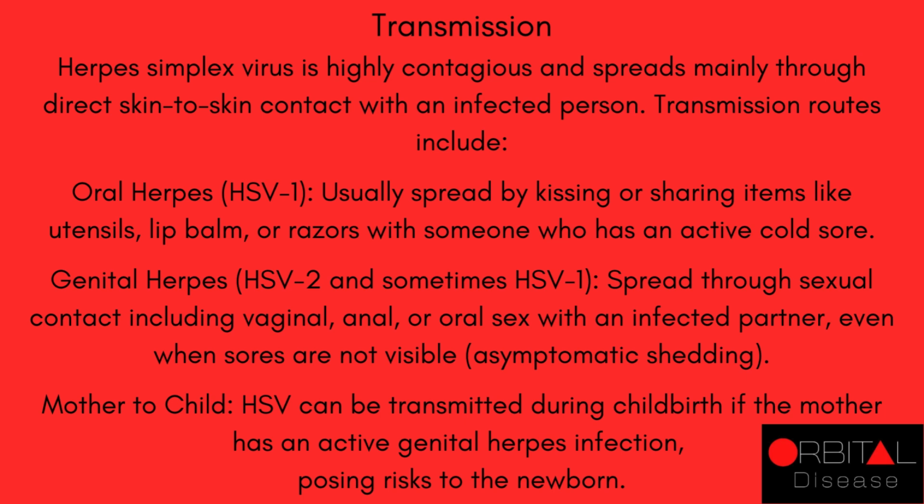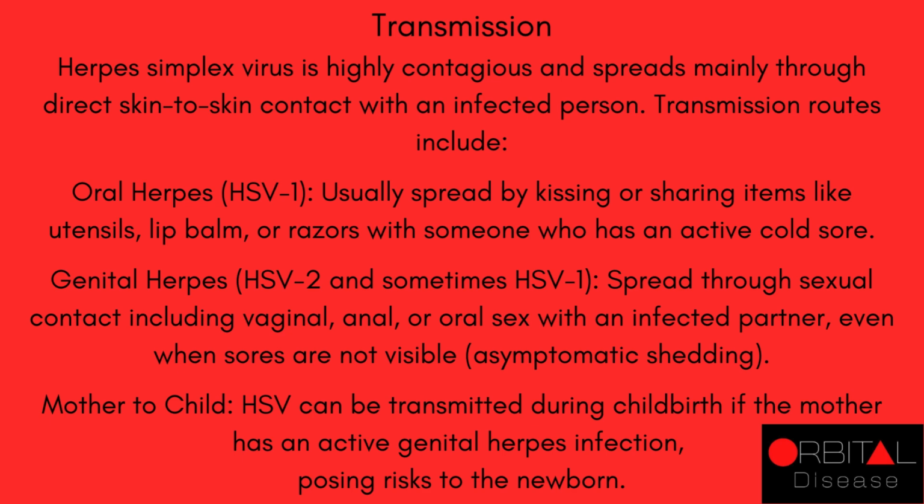Transmission. Herpes simplex virus is highly contagious and spreads mainly through direct skin-to-skin contact with an infected person. Transmission routes include oral herpes. HSV1 usually spread by kissing or sharing items like utensils, lip balm, or razors with someone who has an active cold sore. Genital herpes. HSV2 and sometimes HSV1 spread through sexual contact, including vaginal, anal, or oral sex with an infected partner, even when sores are not visible.